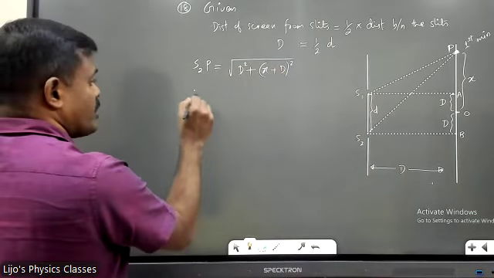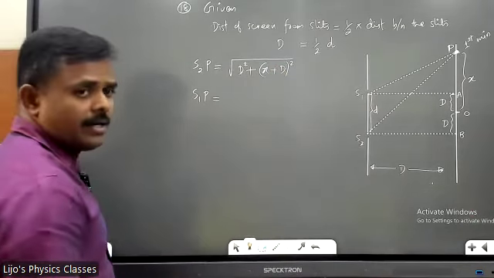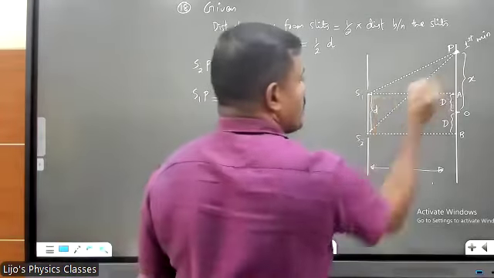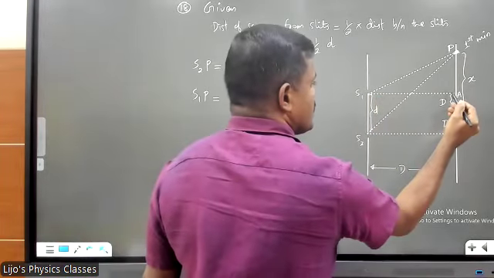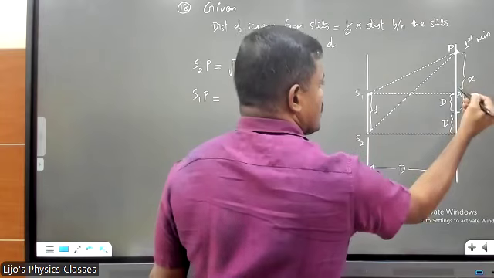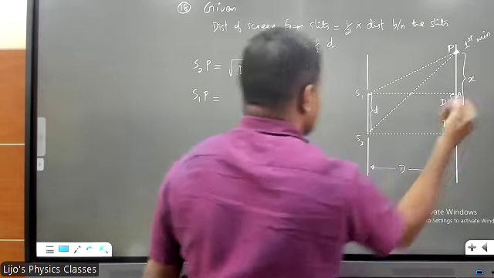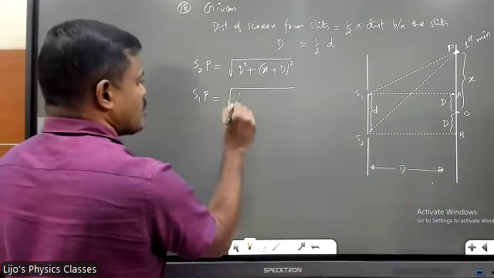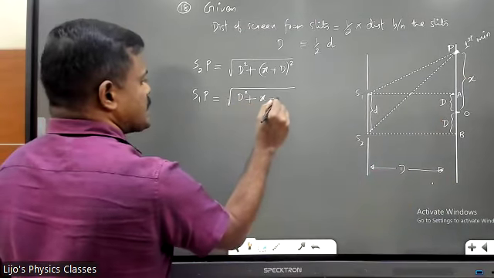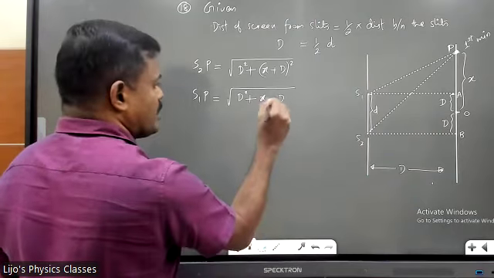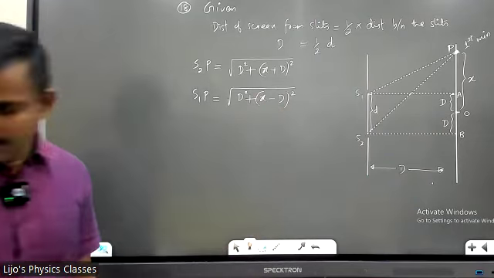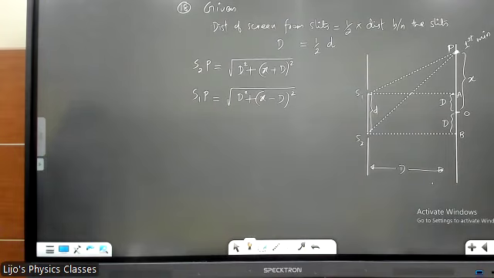Okay. Similar way, what is S1P from the other triangle? Can you do the S1P? D square plus, this is how much? This much is x, this much is d. So this is x minus capital D. So d square plus x minus capital D the whole square. Did you understand this? All of you got until here, tell me please.